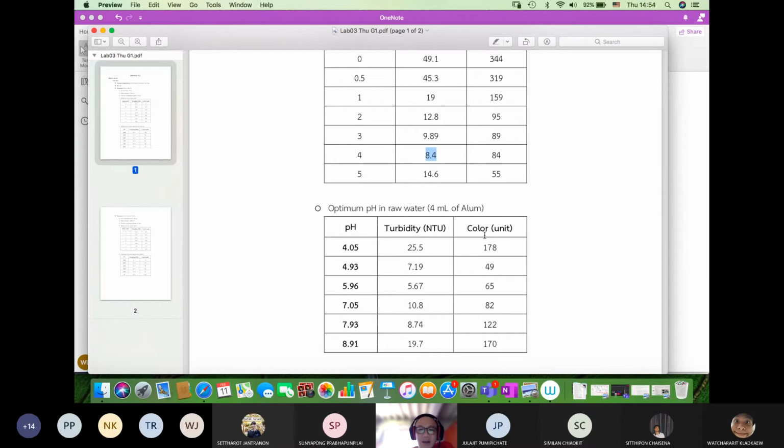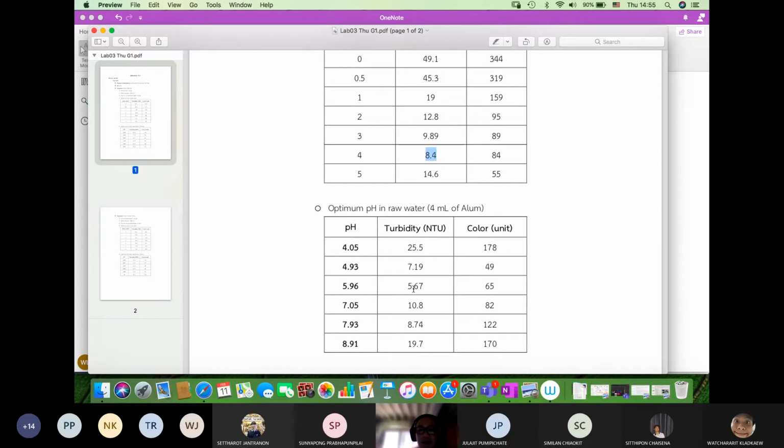And after that, collect the samples from the supernatants, or the clear liquids above the jars only. Then measure the turbidities and color. And finally, these are the results. So according to these results, can you just tell me about the optimum pH of the alums?